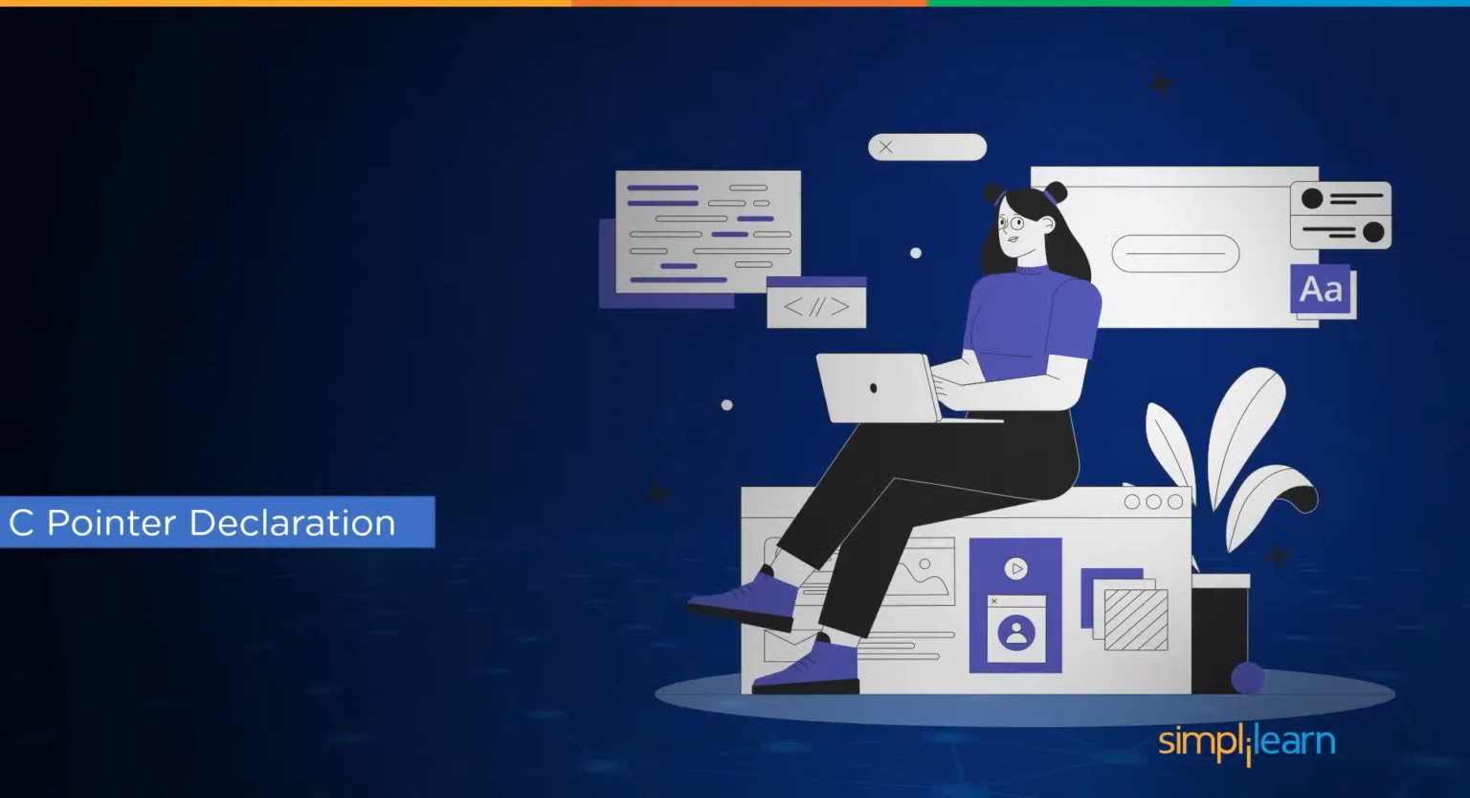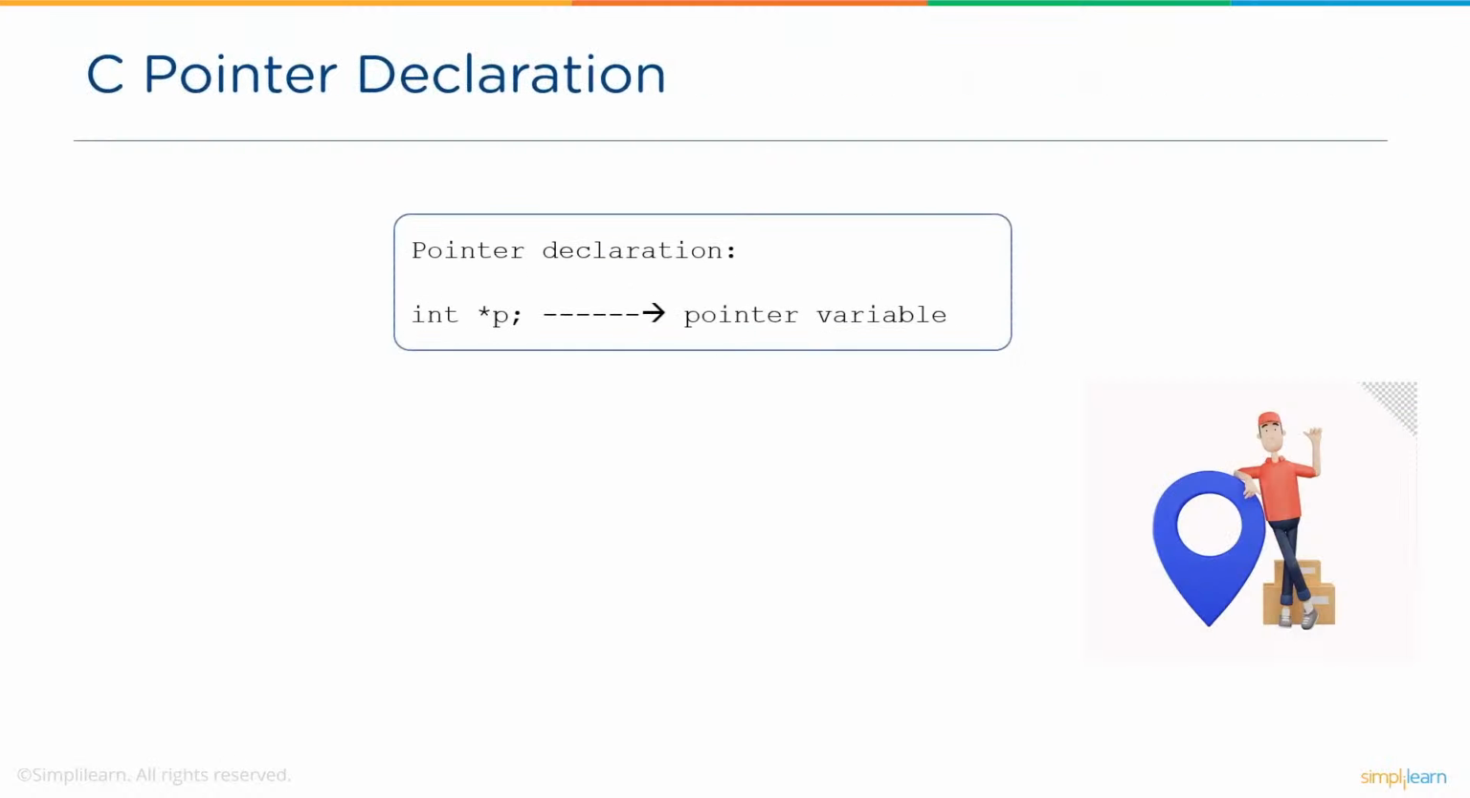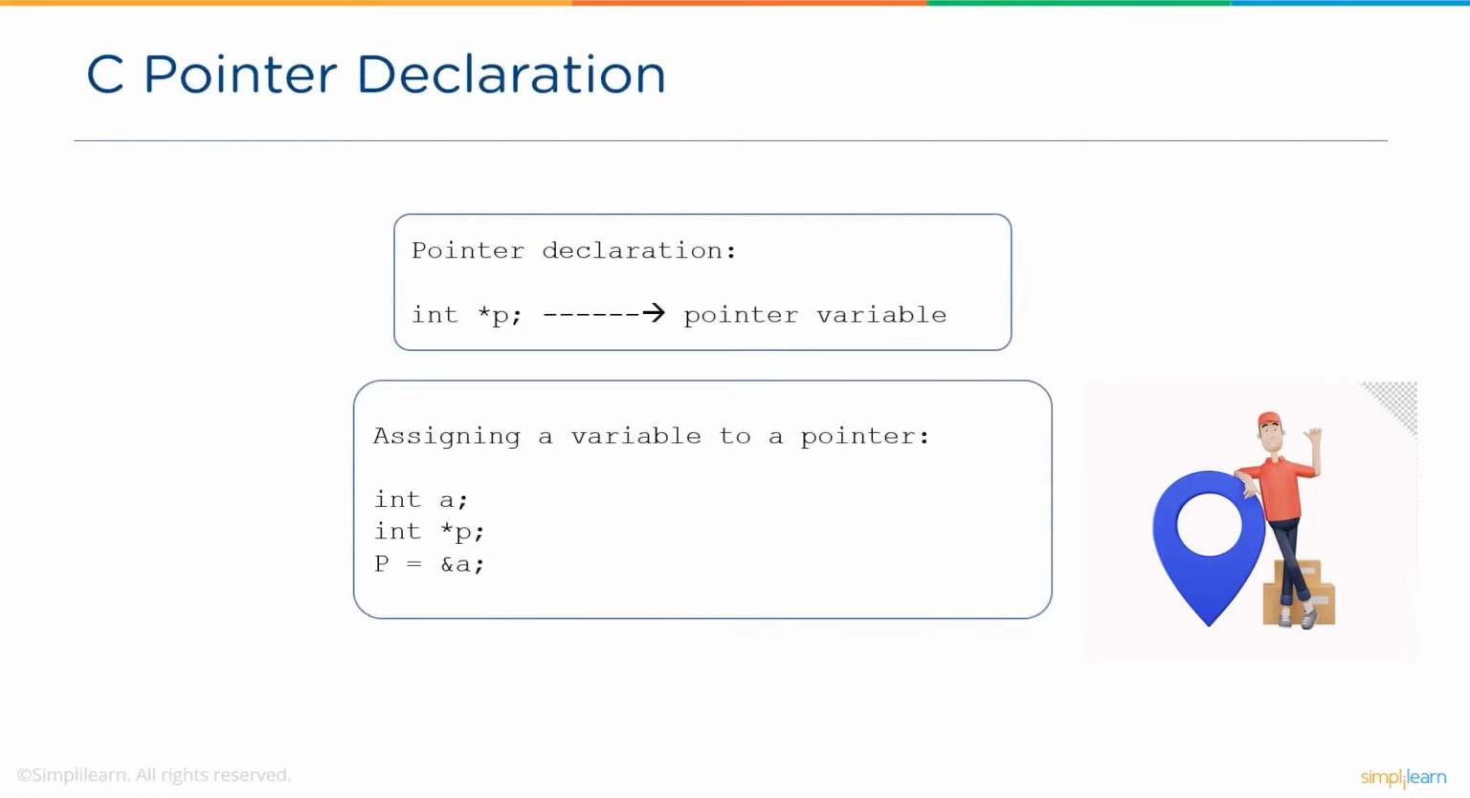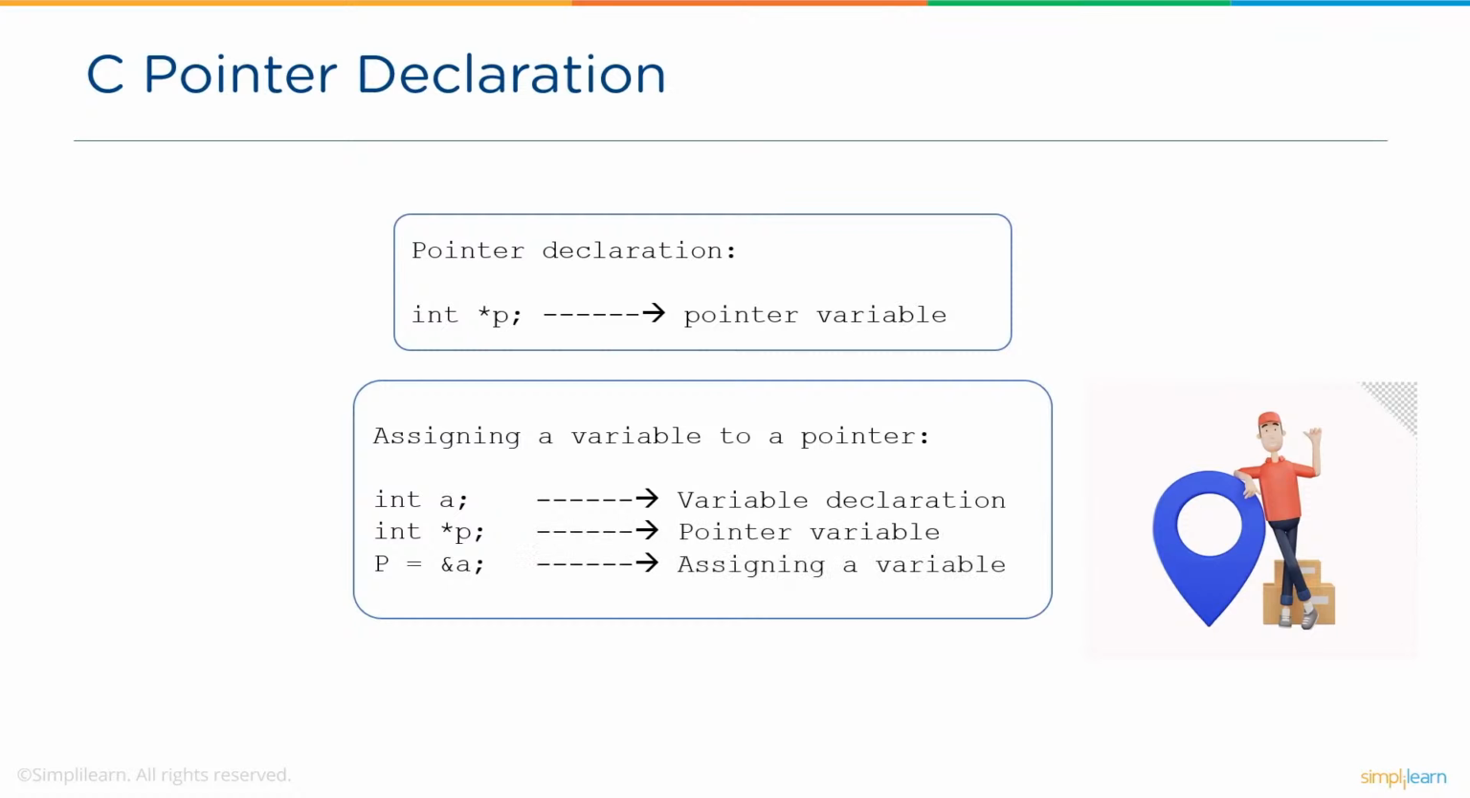Now let's look at the pointer declaration. We have the data type followed by the asterisk symbol and the name of the pointer variable. To assign a variable to a pointer, we use the ampersand symbol. So for example, let's declare a variable of type int. After that, let's declare a pointer variable p. And then the variable a is assigned to the pointer variable p. So this means that the pointer is holding the address of a variable of type int.